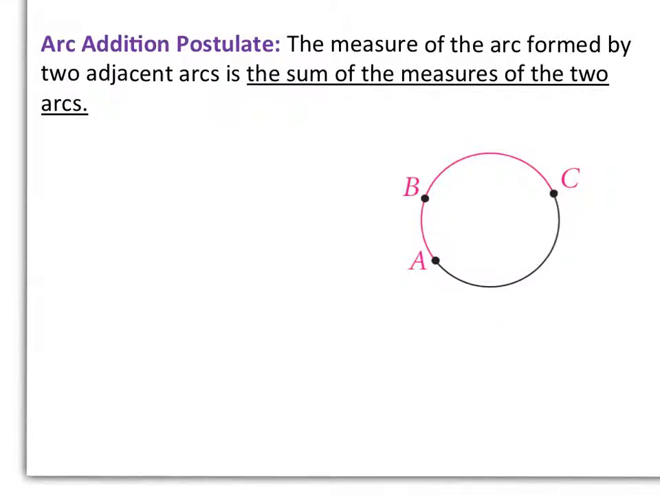The arc addition postulate says the measure of the arc formed by 2 adjacent arcs is the sum of the measures of the 2 arcs. So this is similar to our angle addition postulate and also our line segment addition postulate. So referring to my circle on the right, I can say that the measure of arc ABC is equal to the measure of arc AB plus the measure of arc BC.